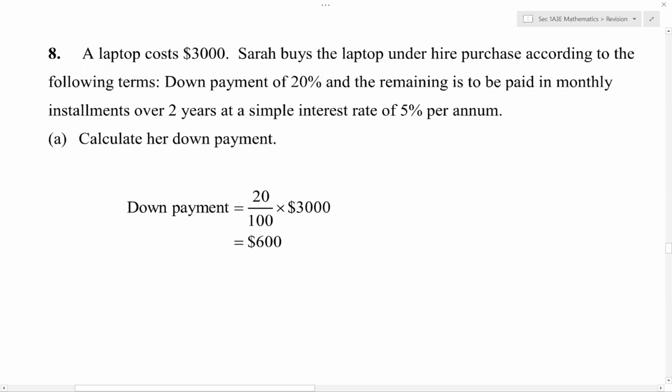Okay, so why did I emphasize without the percent symbol? Because R over 100 is the percent for the rate. When we say percent, we divide by 100. In my formula, I already have divided by 100. So you cannot put percent in R. That is the key. So let's start with part A. Down payment should not be an issue. Down payment is 20% of $3,600.